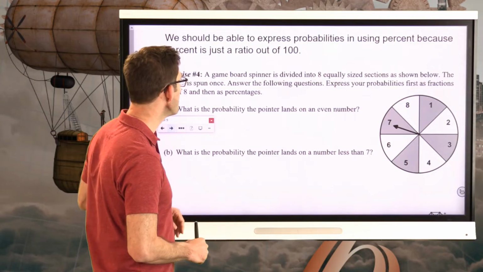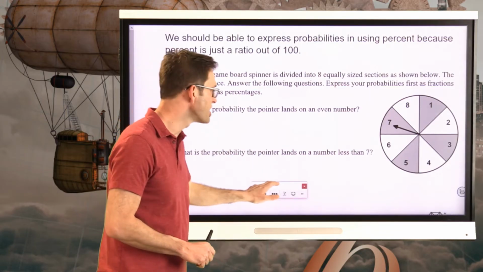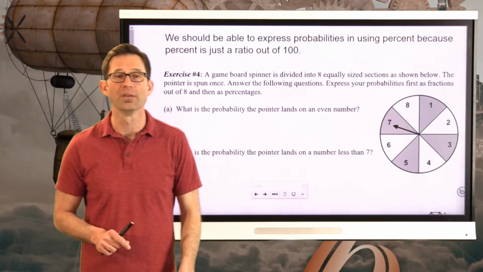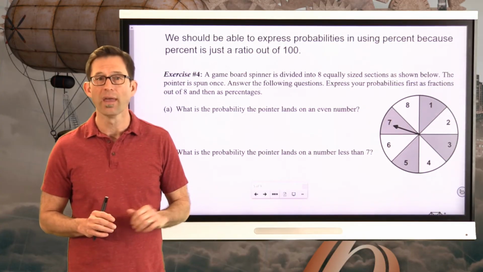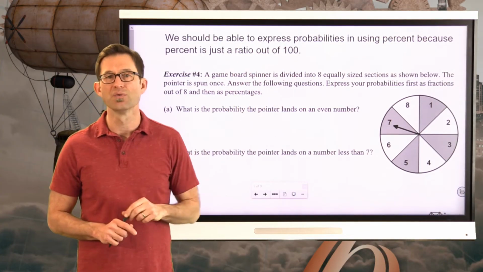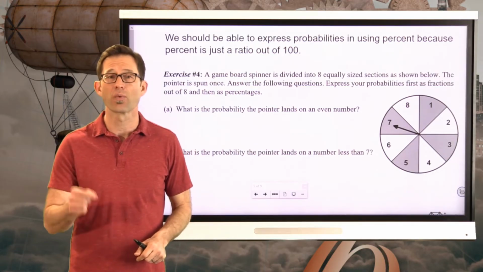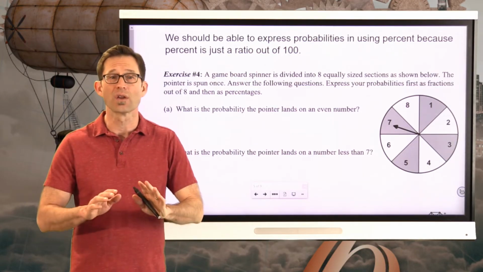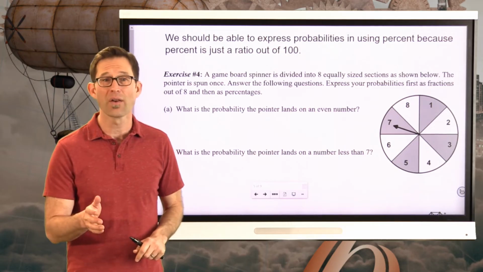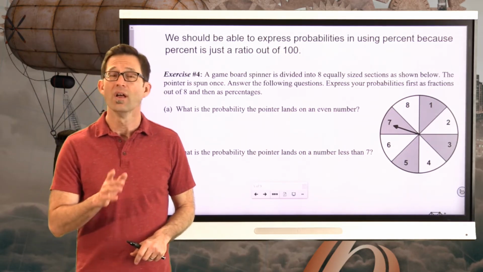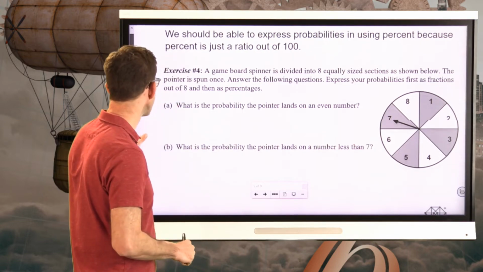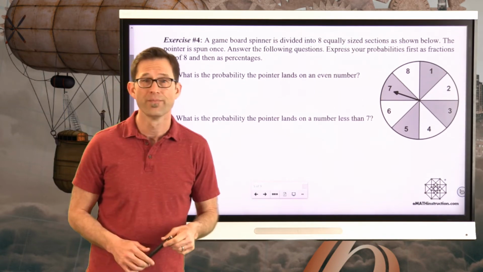Anyway, let's work a little bit more with other probabilities and actually come up with some probabilities using percents instead of just ratios, okay? Now, we should be able to express probabilities using percent because a percent is just a ratio out of 100, right? It's just an equivalent ratio where the denominator is 100 instead of 8 or 4 or 7 or whatever. So let's see how we do that in exercise number 4.